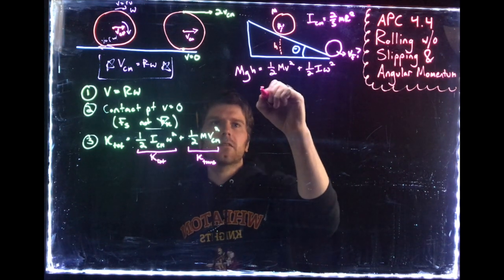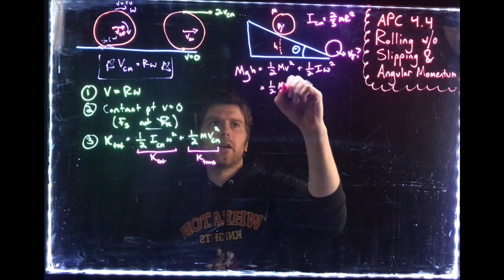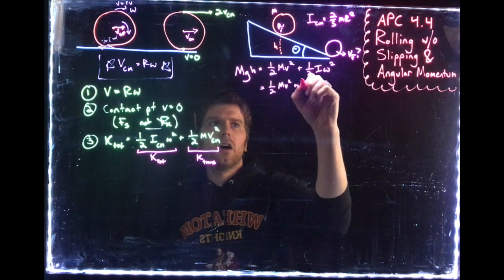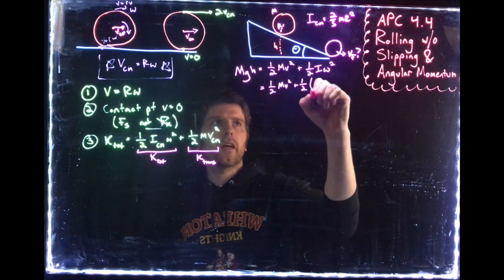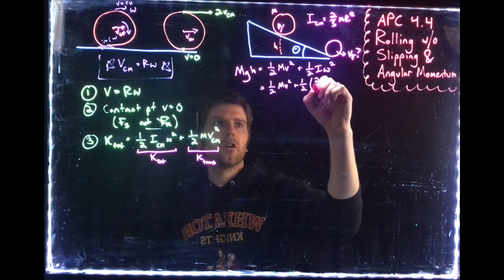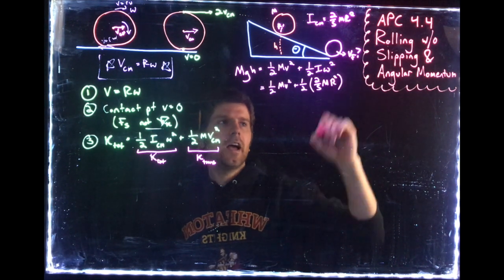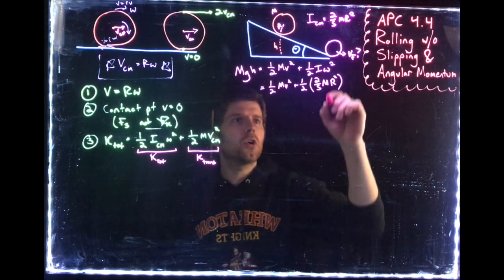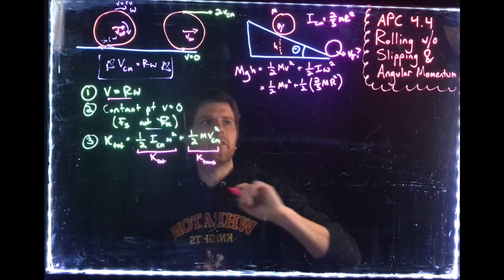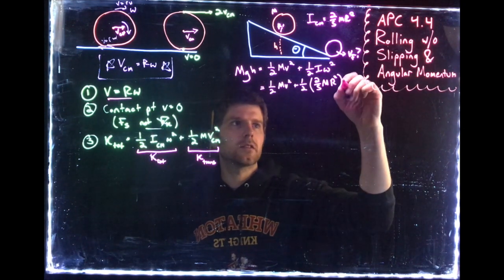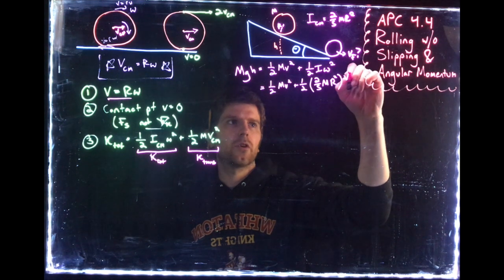Now, in this case, along with 1/2 mv squared, we know some things about I. We know that the I for a sphere is 2/5 mr squared. And just like we have on some of the problem sets, we're also going to get rid of omega by exploiting v equals r omega. So I'm going to replace this omega squared with v squared over r squared.